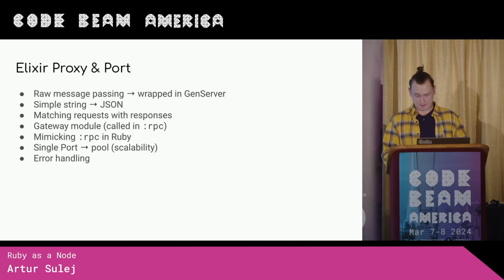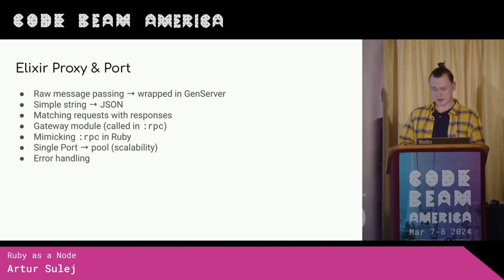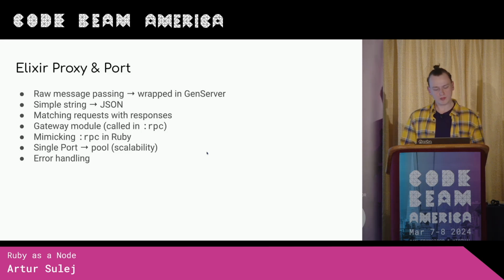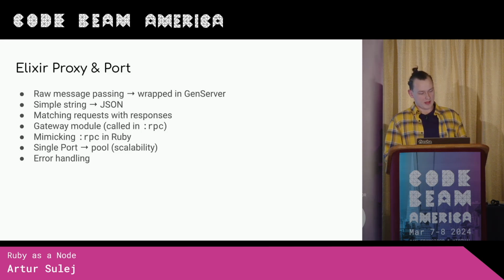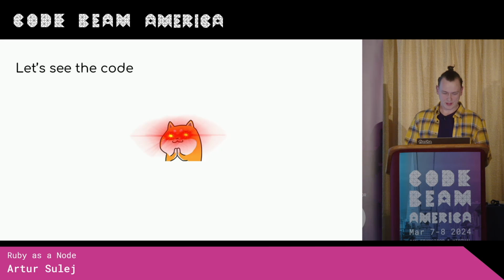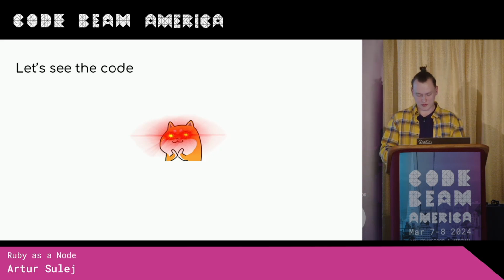We also need to mimic RPC on the Ruby side, because it will get module, function, and arguments, and we'll need some metaprogramming to invoke the given function. Instead of a single port, we'll use a pool of ports for increased scalability, and graceful error handling is always very welcome. Okay, so let's see the code for this solution.